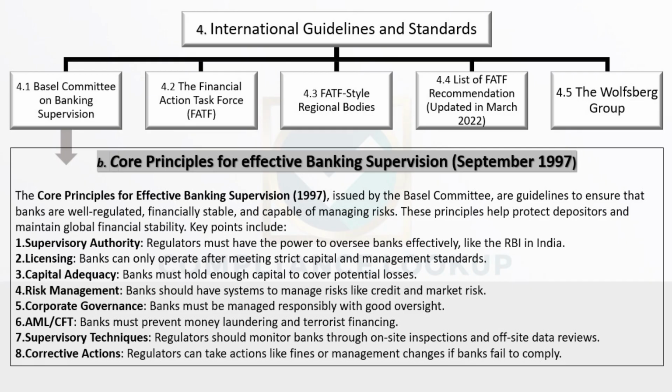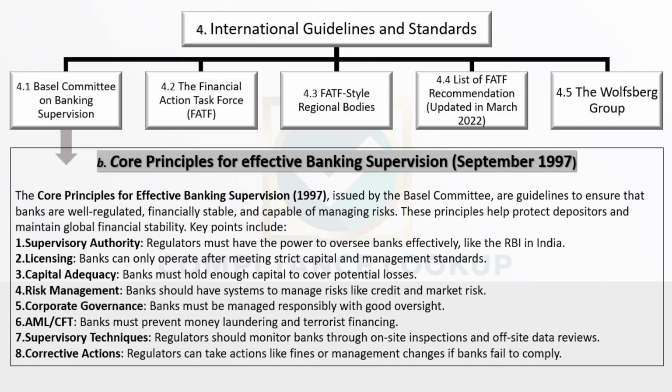The Core Principles for Effective Banking Supervision, 1997. This is issued by the Basel Committee on Banking Supervision, and these are international guidelines aimed at ensuring that banks are well regulated, financially stable, and capable of managing risks. These principles have become a global benchmark to help maintain trust in the financial system and protect depositors' money. Let's break down the key points.